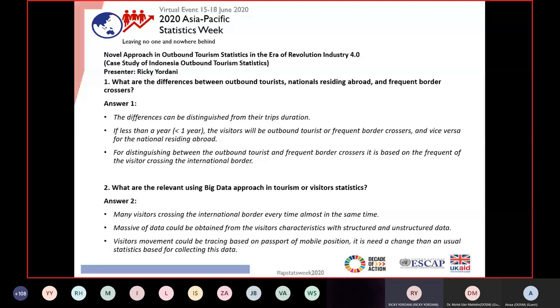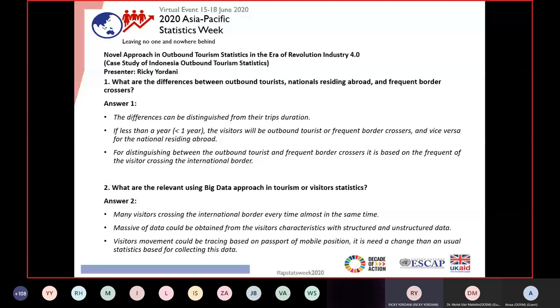And then the second question is, what is the relevance of using big data in tourism or visitor statistics? Actually, we can measure how many visitors come to the country using passport scanning machines and also mobile positioning data. Mobile positioning data in Indonesia is already implemented. We calculate the movers, the frequent border crossers, that have land border gates, for example, between Indonesia and Malaysia, Indonesia and Brunei Darussalam, and Indonesia and Timor Leste.